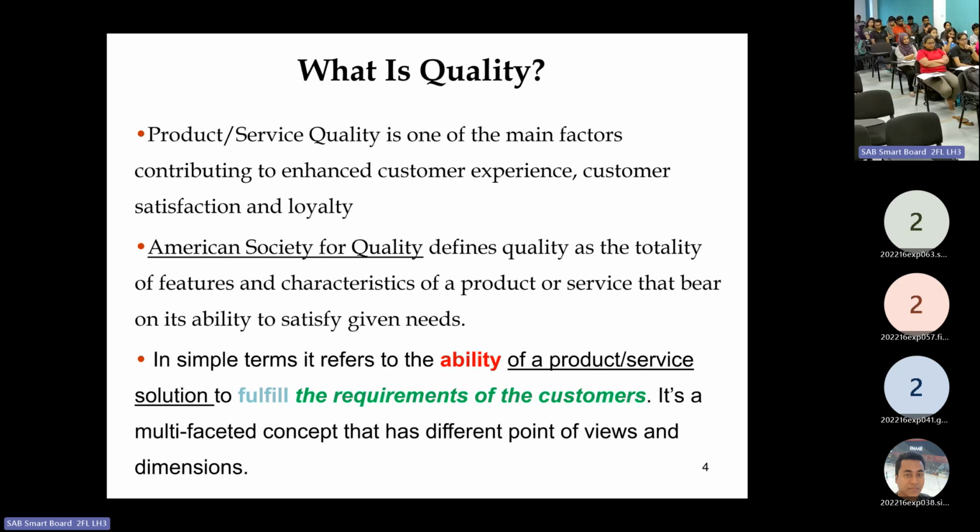There is this organization that we call the American Society for Quality. They define quality as the totality of features and characteristics of a product or service that bear on its ability to satisfy given needs. Exactly the same point you mentioned. Given needs.